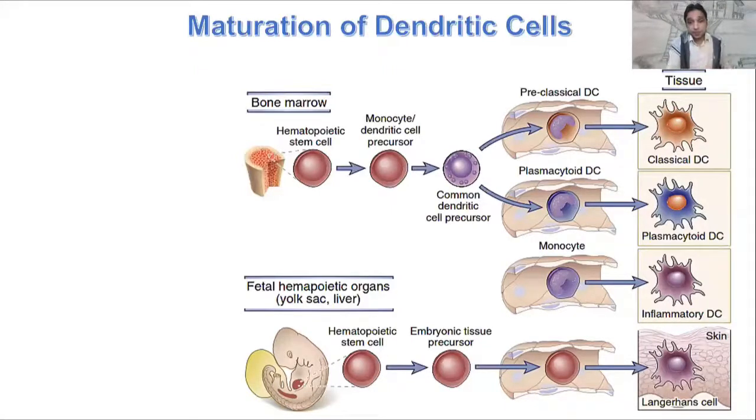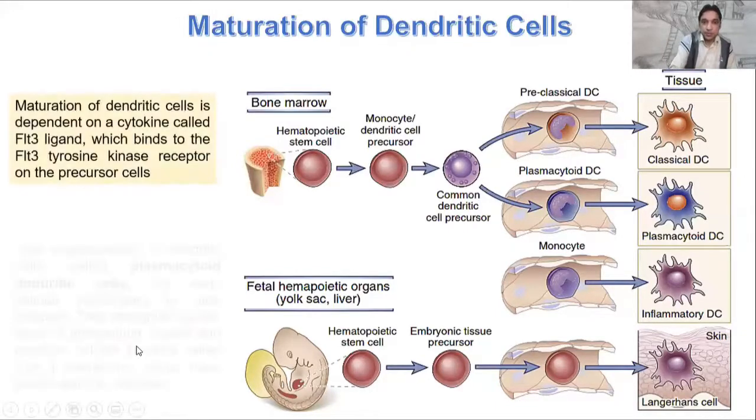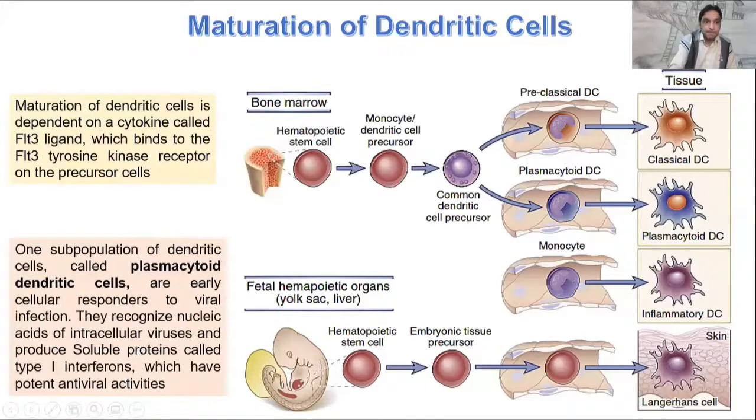During the development, the dendritic cells appear from the hematopoietic organs. The hematopoietic organs are the yolk sac and the liver. They are the primary source of immune cells at that time. After that, it's the job of the bone marrow to produce those cells. Okay?